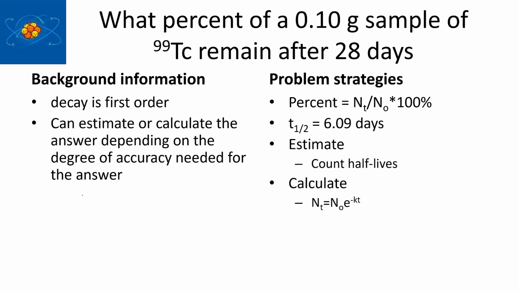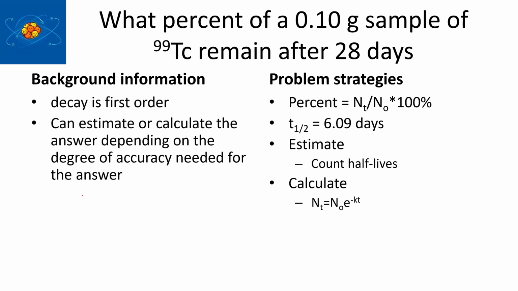so let's do a calculation. We're going to calculate the percentage, and we'll do the mass too, I guess, of a 0.1 gram sample of technetium-99 that remains after 28 days. So we know the decay is first order, right? And we can either estimate this or we can calculate it specifically, depending on what our needs are, right? So, for example, the half-life of technetium-99 is 6.09 days.